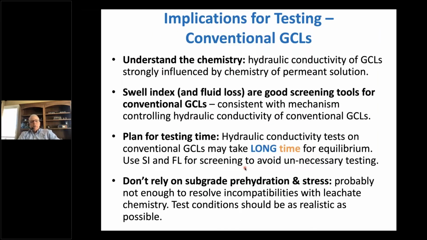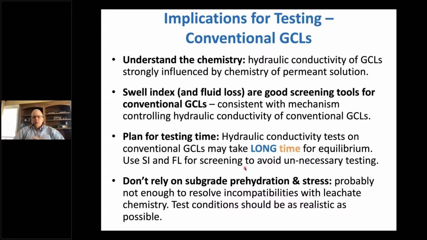So just a couple of concluding remarks and then we'll do some Q&A. Some implications for testing conventional GCLs. One, at the very beginning, understand the chemistry, right? Understand the chemistry. How should it affect the bentonite? How will it affect swelling? What hydraulic conductivity should I anticipate, based on the chemistry that we see and the other data that we have? Look at the I and the RMD. Compare it to that chart that I showed earlier. Where does it sit relative to MSW leachates? Is it similar or is it very different?